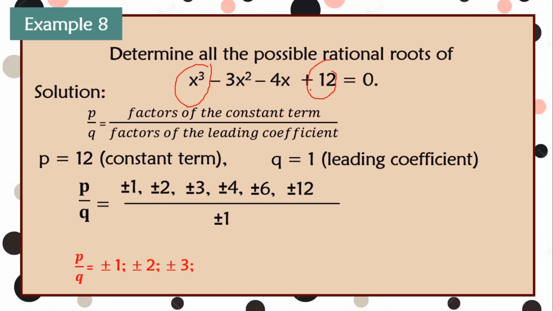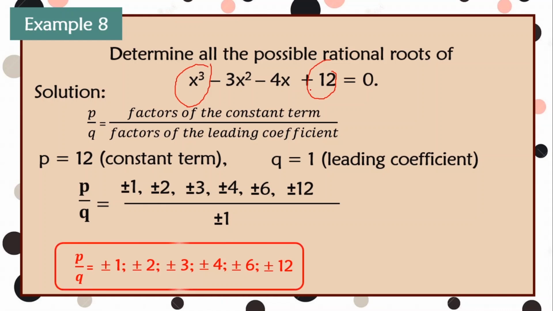Positive and negative 4 over positive and negative 1, that is positive and negative 4. Positive and negative 6 over positive and negative 1, that is positive and negative 6. And last, positive and negative 12 over positive and negative 1, that is positive and negative 12. So therefore, the possible rational roots are the positive and negative values of 1, 2, 3, 4, 6, and 12.